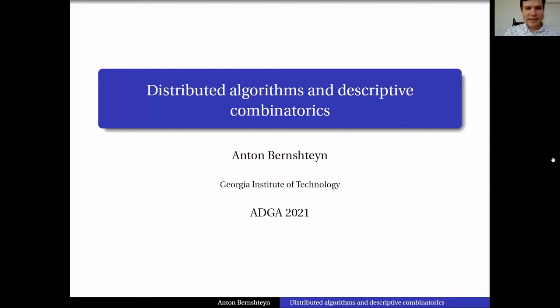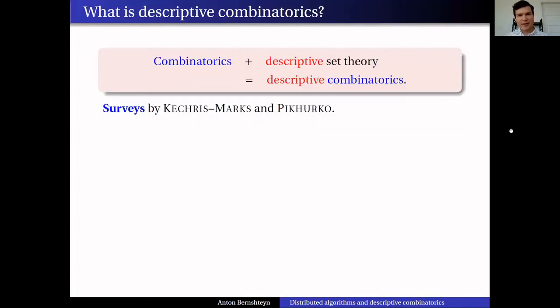Hello, everyone. My name is Anton Bernshteyn, and in this talk, I would like to tell you about recently discovered connections between distributed computing and a seemingly rather different area of math, namely descriptive combinatorics. And to begin with, I should tell you a bit about what descriptive combinatorics is.